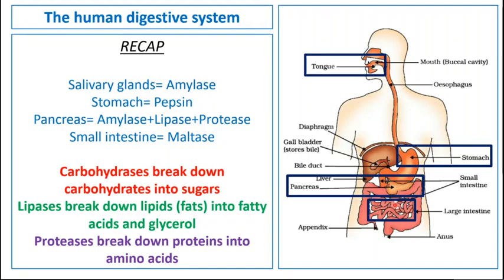Carbohydrases break down carbohydrates into sugars. Lipases break down lipids or fats into fatty acid chains and glycerol. And proteases break down proteins to amino acids.